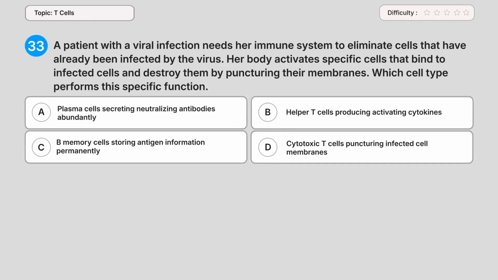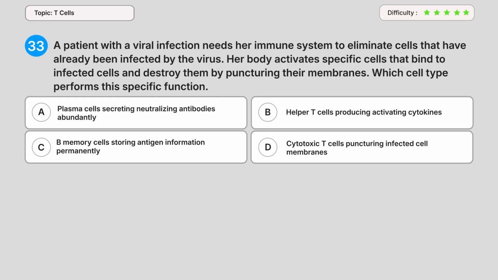Question 33. A patient with a viral infection needs her immune system to eliminate cells that have already been infected by the virus. Her body activates specific cells that bind to infected cells and destroy them by puncturing their membranes. Which cell type performs this specific function?